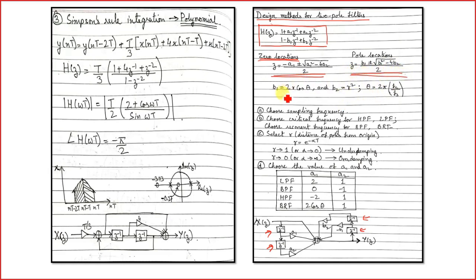Now here, b1 is given by 2r cos theta and b2 is given by r squared. And theta is given by 2 pi fc by fs. That means theta should be in radians. Now, what is this r? R is the distance of the pole from the origin, and theta is the angular position where this pole is present.